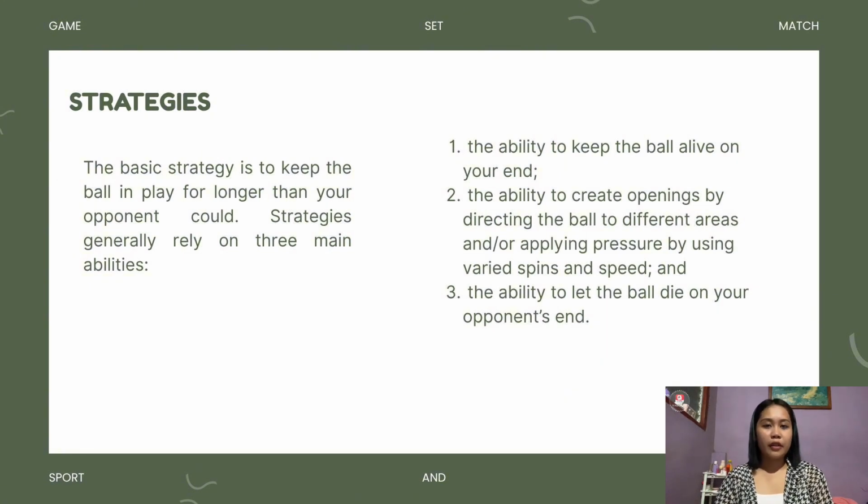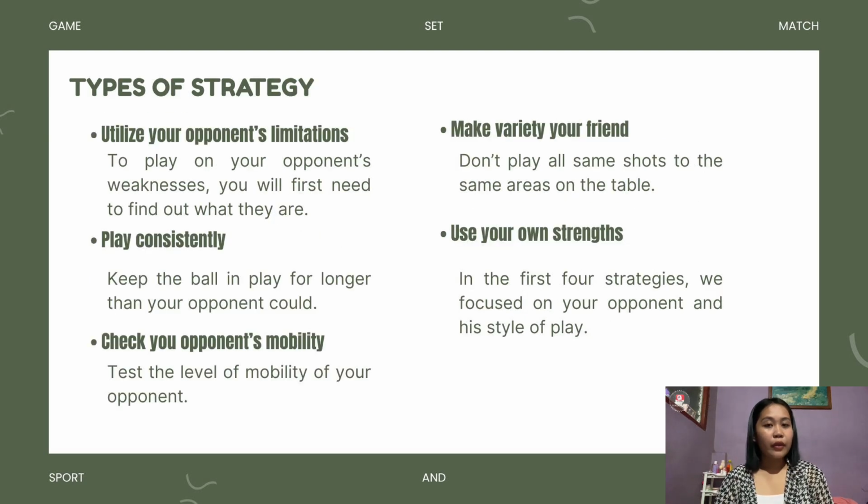So there are different strategies used in table tennis to gain an advantage during the game. So the first strategy is utilizing your opponent's limitations, which means targeting their weaknesses such as a weak backhand or slow movement. And another strategy is playing consistently by avoiding unnecessary mistakes and keeping the ball in play. So players should also check their opponent's mobility to know how fast they can move around the table.